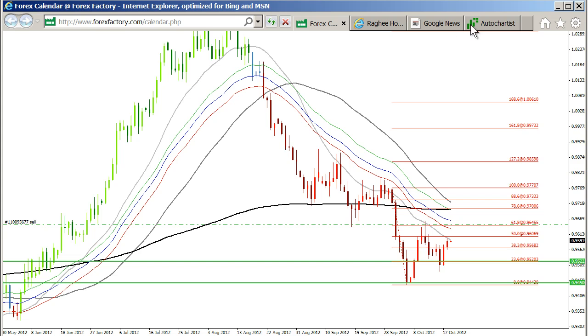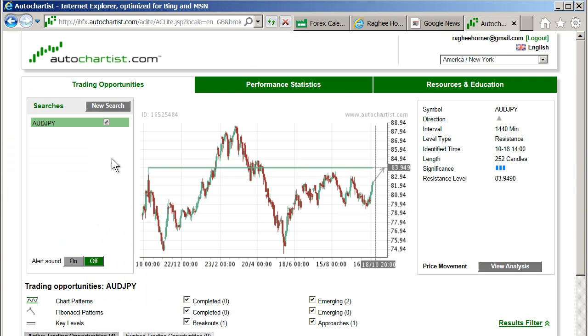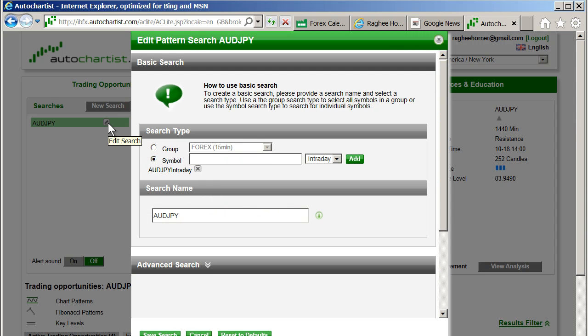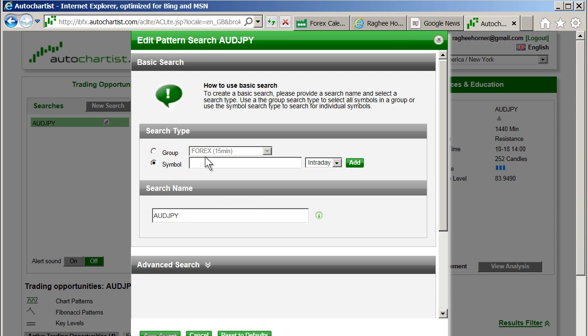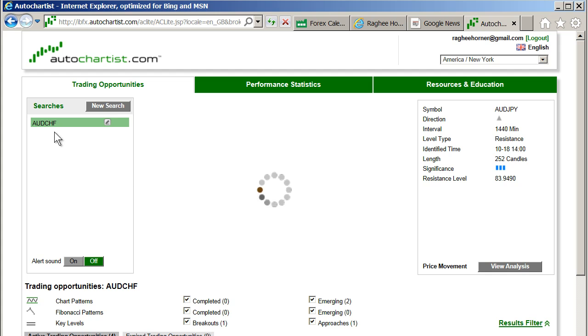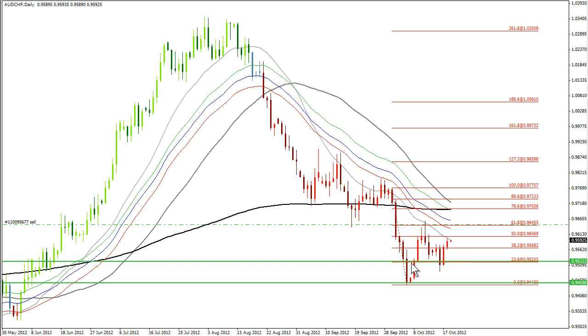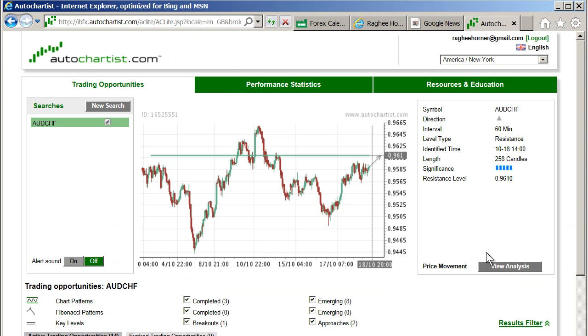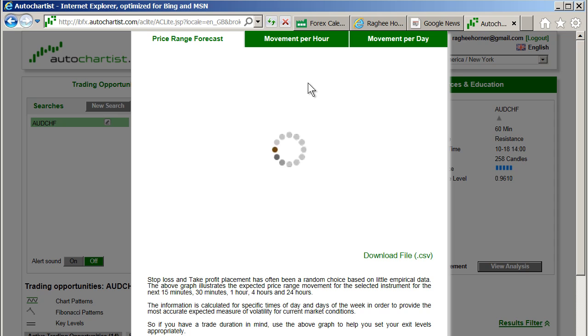Well, you could use your auto chartist, which you have access to as an IBFX client. We're looking at the Aussie Swissy, and you can see what the typical price movement range is per hour, per day for this pair. So I'm creating a search criteria for the Aussie Swissy, and then I'm going to take a look at the analysis. What I'm trying to do is see that when I get these pronounced big down moves, or even up moves, are those outside of the typical characteristic for the pair?